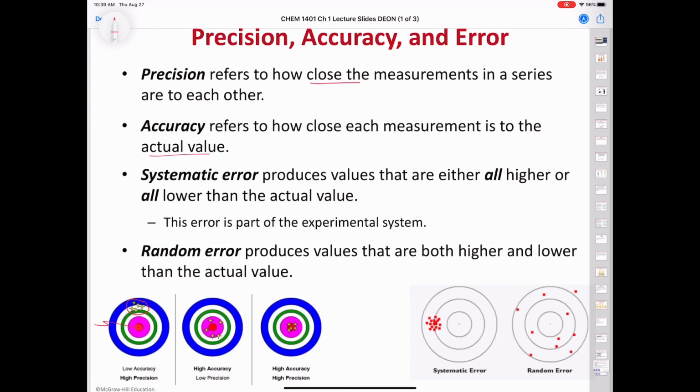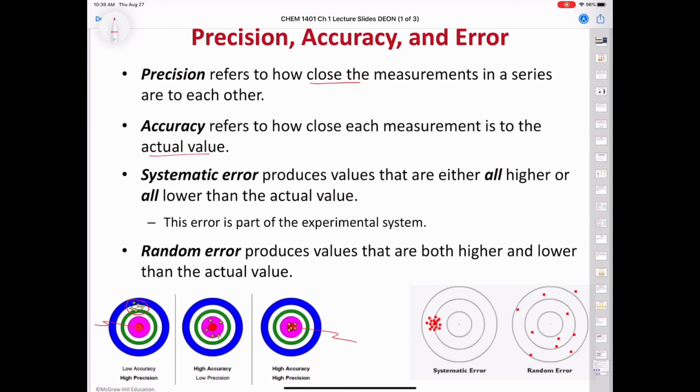What else? You can see that in the second one the shooter was pretty close to the bullseye in all of the shots, but the shots are not grouped together. And so you would say that the shots here have good accuracy or high accuracy, but they have low precision. And then finally, in this one here, you can see that the person nailed the bullseye just about every time. So you would say that those shots all have high accuracy and they have high precision.